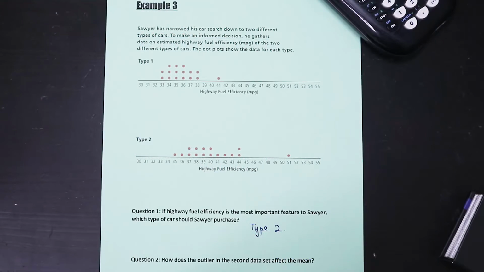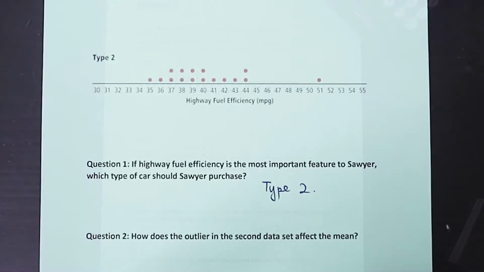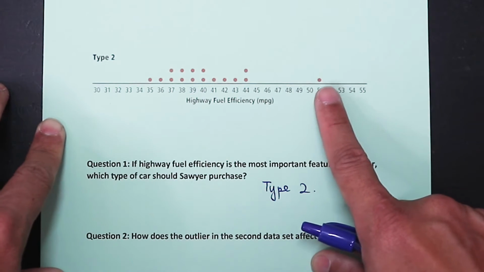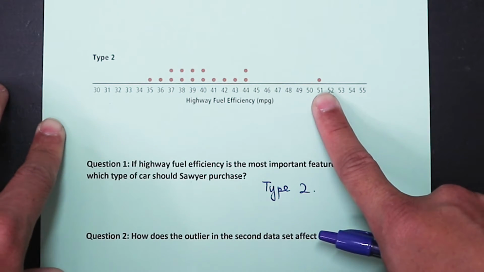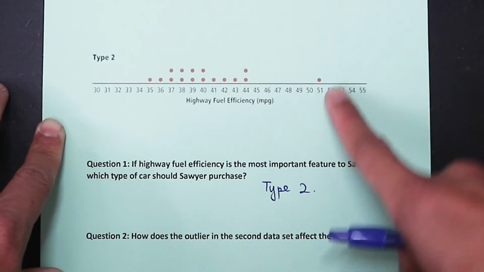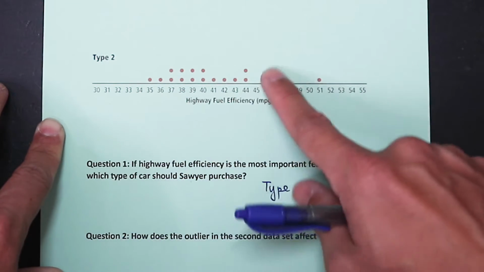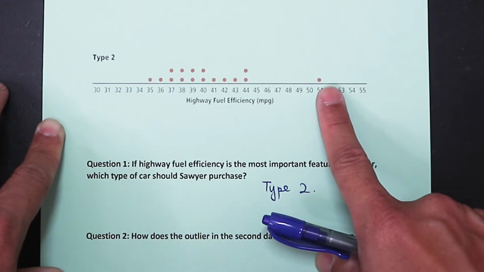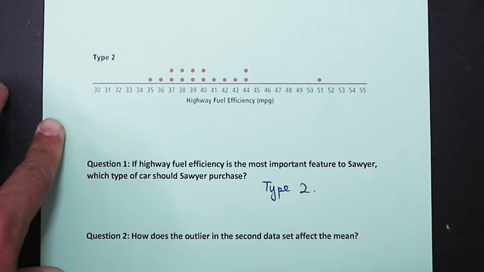Now, question number 2 says, how does the outlier in the second data affect the mean? Well, I see that there is an outlier on the type 2. There's one incident where we have 51 miles per gallon. I don't know why, but it actually happened. So how is it going to affect the mean? Well, remember, mean is adding all the numbers divided by the number of numbers. So if there's an extra number that is very, very high, do you think the mean is going to get higher, lower, or stay the same?